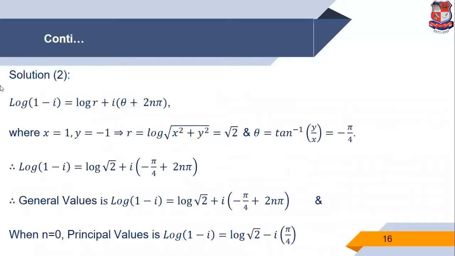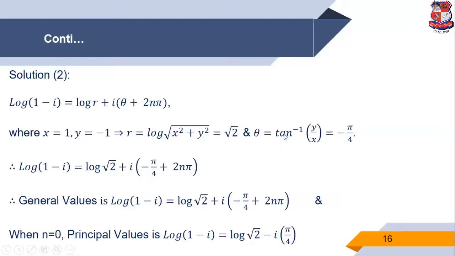Now another example, log(1 minus i). So log(1 minus i) is equal to log r plus i (theta plus 2n pi), same procedure. We compare with the standard form z equals x plus iy, so x is 1, y is minus 1. So again r is the square root of x square plus y square. So 1 square plus 1 square is root 2. Here also a writing mistake on the slide, there is no log here, only the square root of x square plus y square, so root 2.